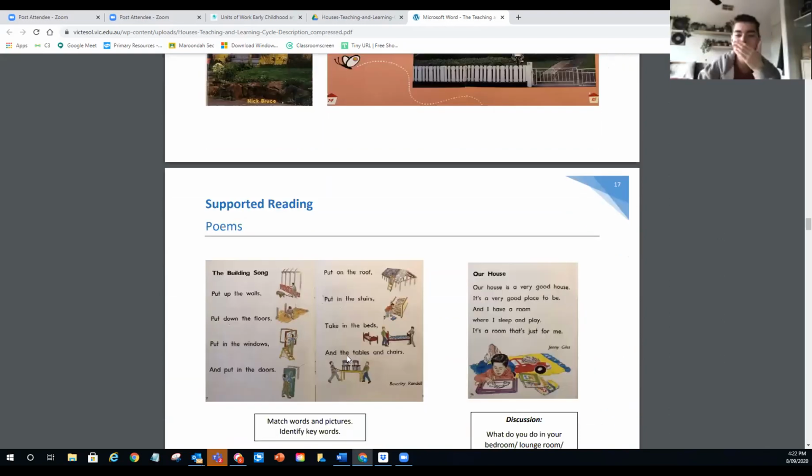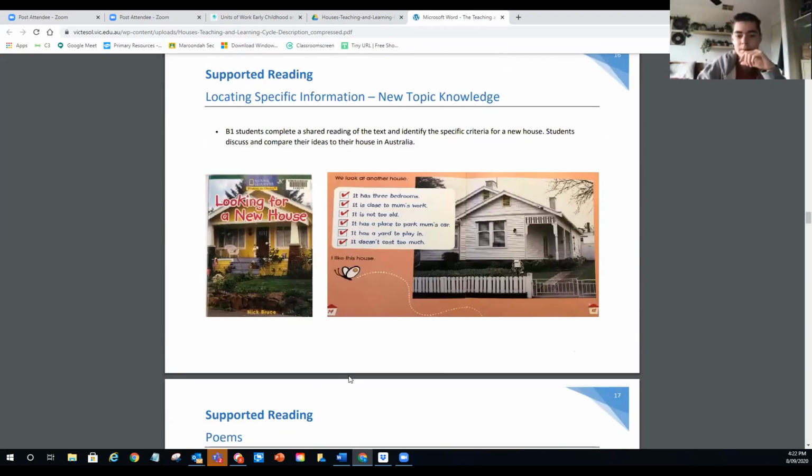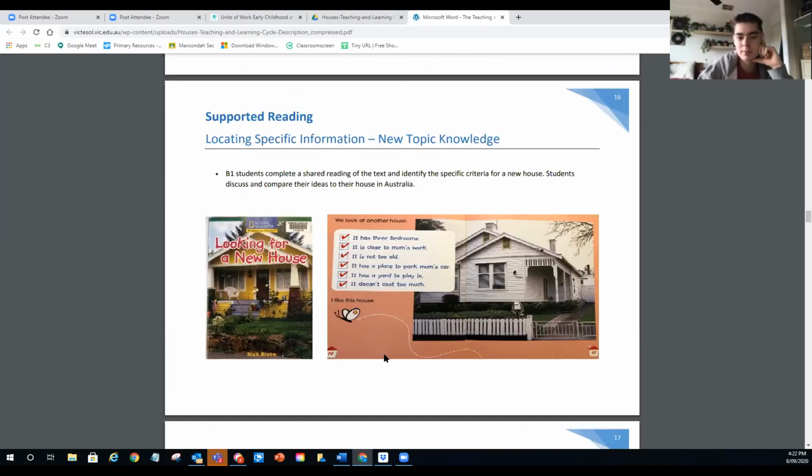I'm really, really sorry to interrupt. No, don't be. Just with that thing there that says it has 3 bedrooms, it's close to mum's work. Would you give resources like that to those kids and just let them explore, or would you talk through, like, would they be able to read that on their own? Some would and some wouldn't.